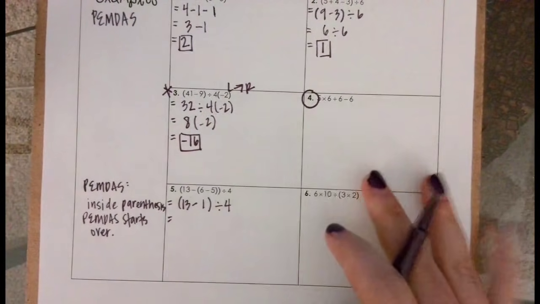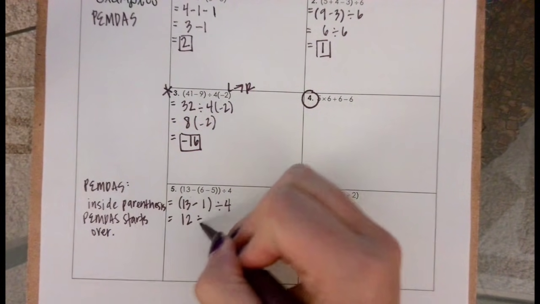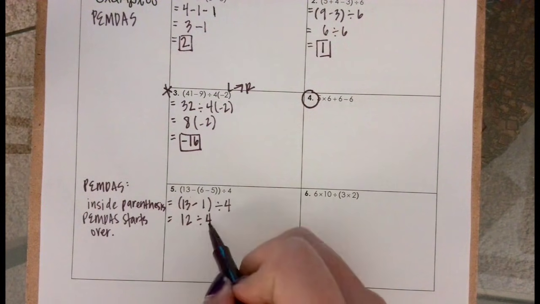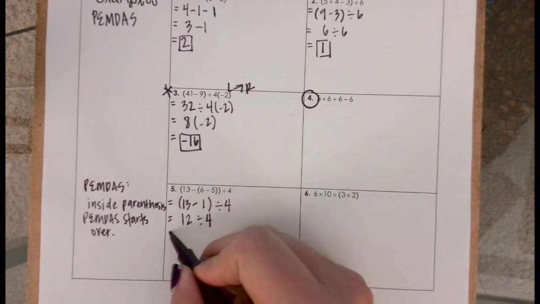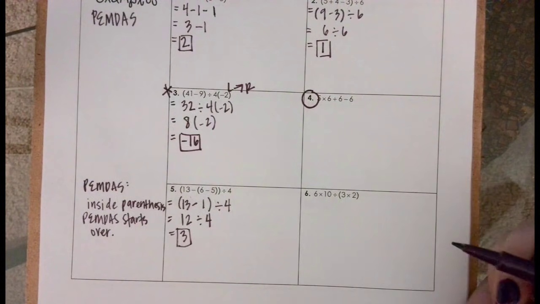Now I still have those parentheses left over from the 6 minus 5 and 13. So I'm going to do 13 minus 1 is 12, divided by 4. Now I could go on to the next step. There's no exponents. There's no multiplication, but there is division. So 12 divided by 4 is 3. Box in your answer and you're done.